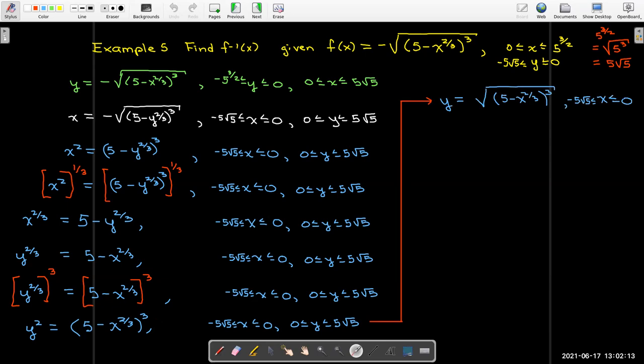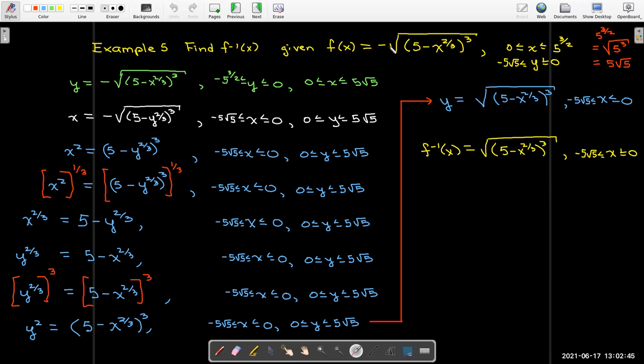Now, since I put the positive square root in there, I don't need to write this restriction on y. It doesn't hurt, but it was just there to tell me whether I need the positive square root or the negative square root. And I needed the positive square root. And so I can switch to the f inverse notation. So it looks very interesting, right, that the formula for f and the formula for f inverse are very similar.